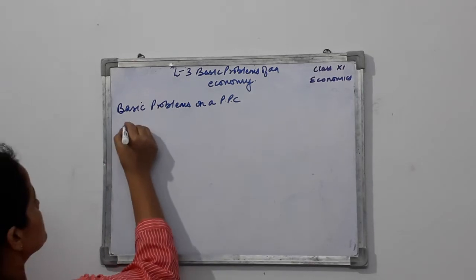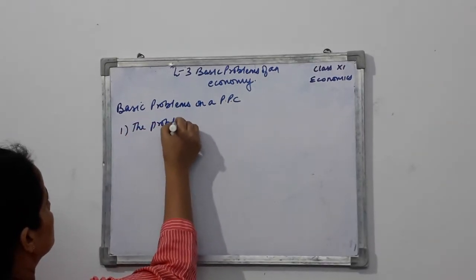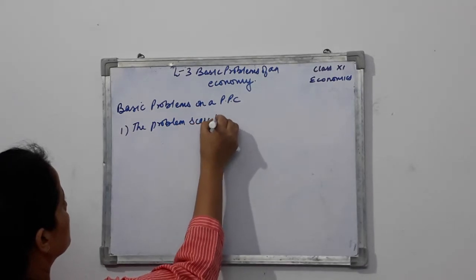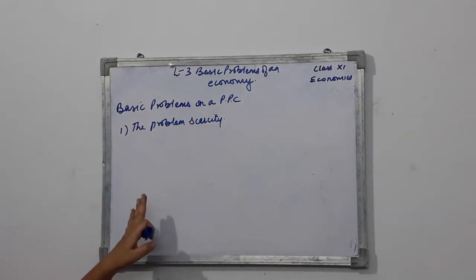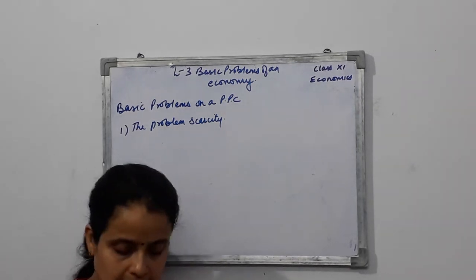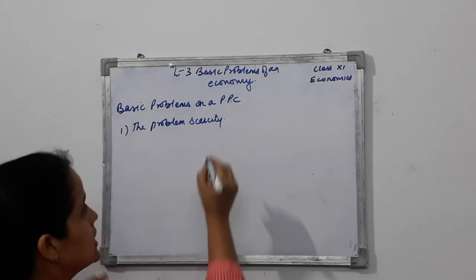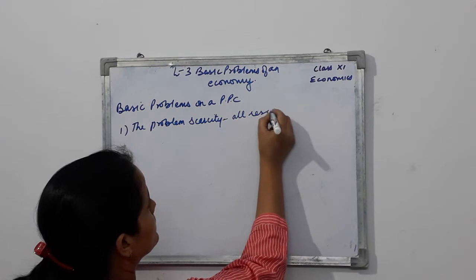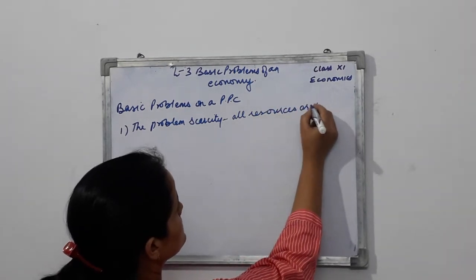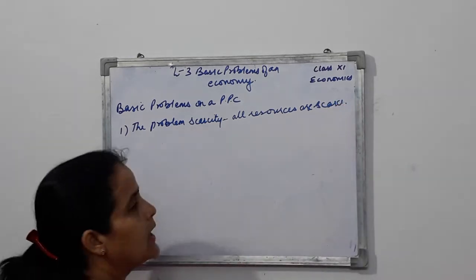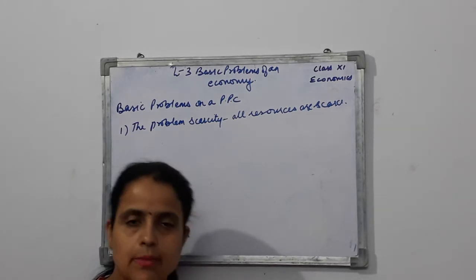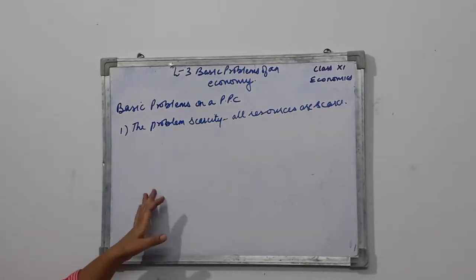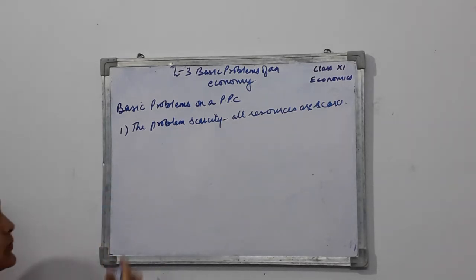So the first problem is the problem of scarcity, right? What does it say? See, we know that this is a very important problem, and we know that all resources are scarce. Scarce means limited. Now we have to use these resources in the best possible manner so that we get maximum output out of it, right? Now this is implied by all those combinations of two goods which lie outside the production possibility curve.